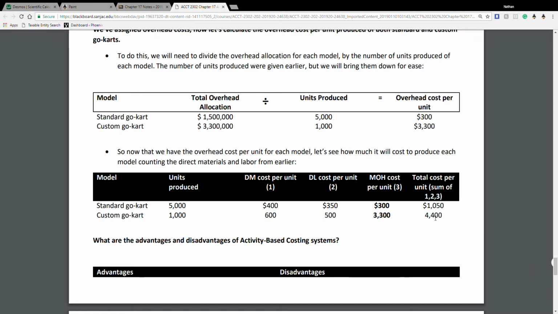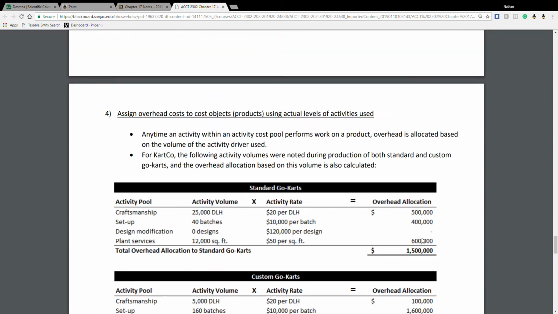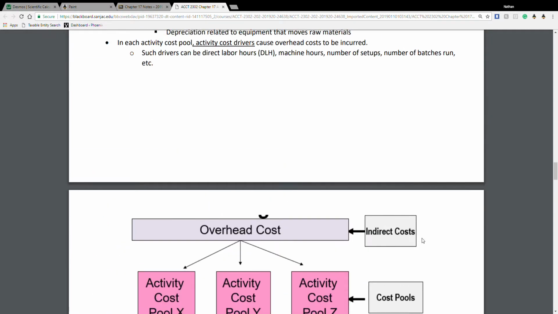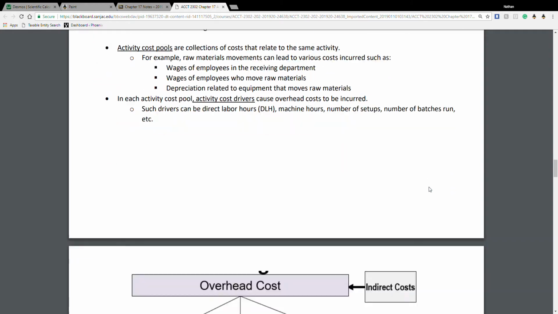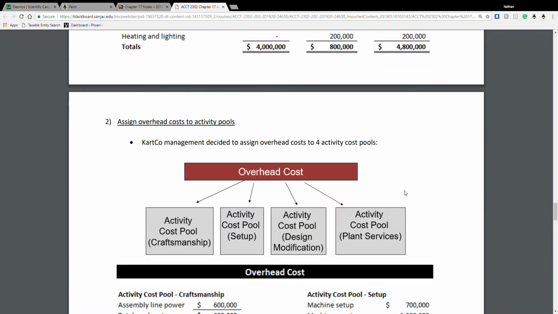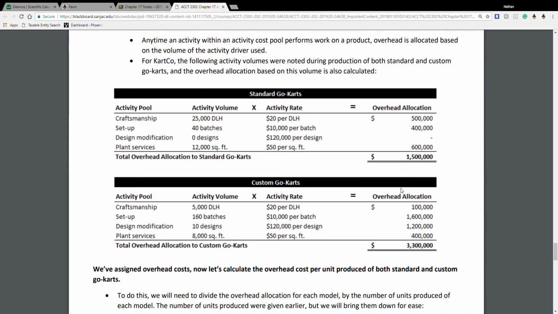And now with ABC, standard go-kart is $1,050 per unit that it cost us. Custom is actually $4,400 in cost per unit. And again, this is completely different than department overhead. As you can see right here, we're actually $400 less about the standard and almost $1,000 more related to the custom. This really shows how much the department overhead is thrown off when we just look at the departments. When we look at the actual activities involved, we get the more accurate picture.